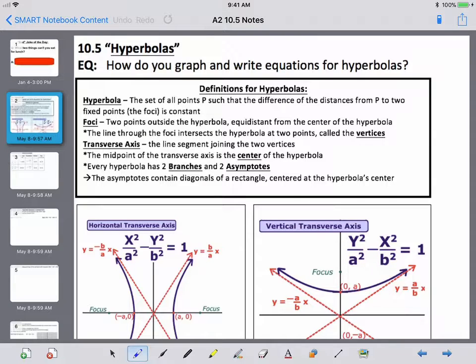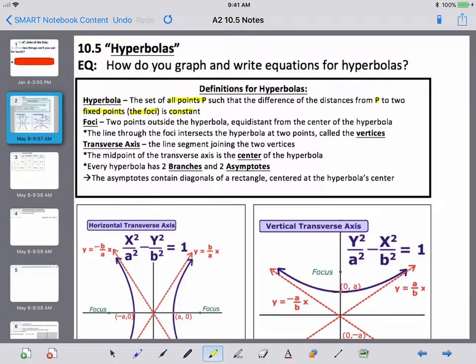So what we're going to talk about today is the fourth type of conic section called hyperbolas. And you get a hyperbola if you would take a vertical slice through a cone. It actually comes up with these two parabola looking shapes. So the definition of hyperbola is just all points such that the difference of the distances from those points to two fixed points called the foci is constant. And the foci are always outside the hyperbola, so they're like inside the curves of the hyperbola.